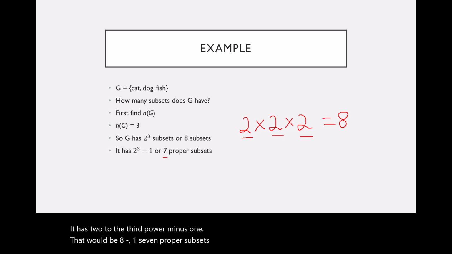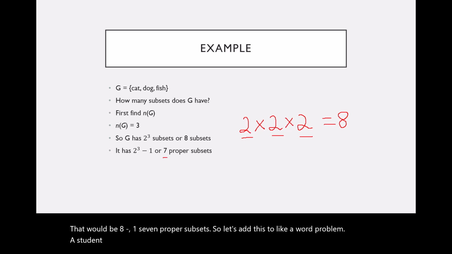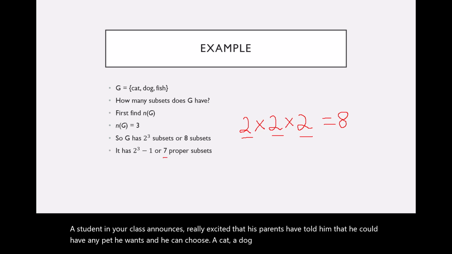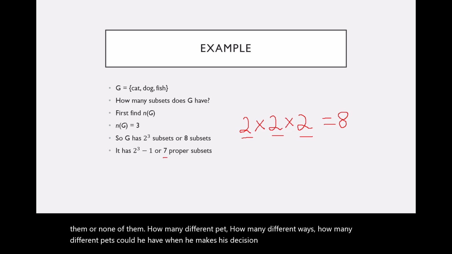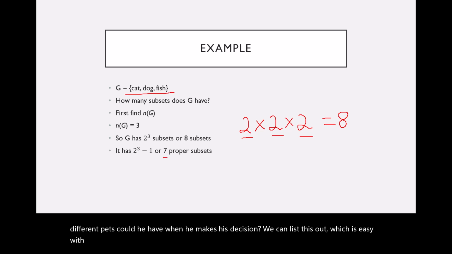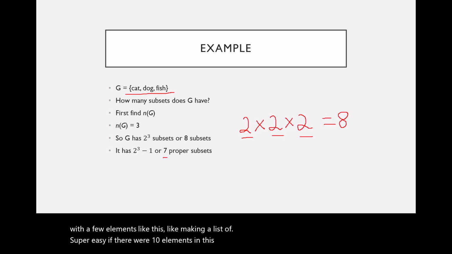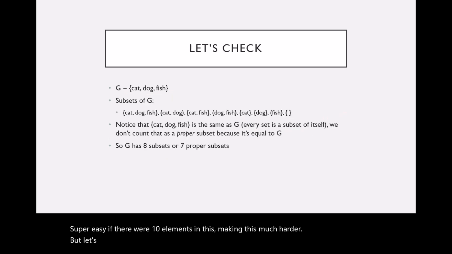So let's add this to a word problem. A student in your class announces, really excited, that his parents have told him that he could have any pet he wants. And he can choose a cat, a dog, or a fish. And he can choose any of them or none of them. How many different pets could he have when he makes his decision? We can list this out, which is easy with a few elements like this. Making a list is super easy. If there were 10 elements in this, making a list would be much harder. But let's make a list for this one.